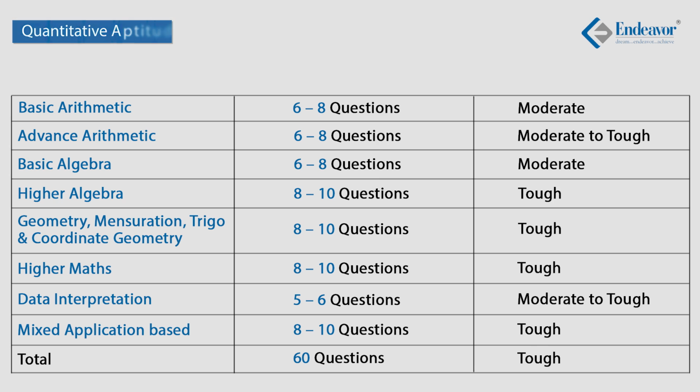So, if you look at the breakup of the 60, there are 7 to 8 different domains: basic arithmetic, higher arithmetic, basic algebra, higher algebra, geometry and mensuration, coordinate, trigo, modern maths and mixed application based questions. All of them are almost evenly distributed with slightly less weightage on basic arithmetic. So, approximately 8 to 10 questions in all these zones.